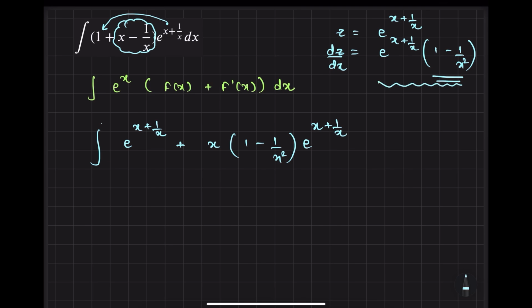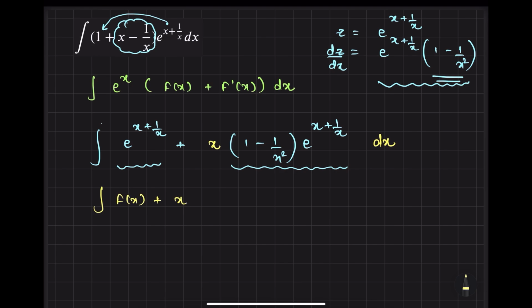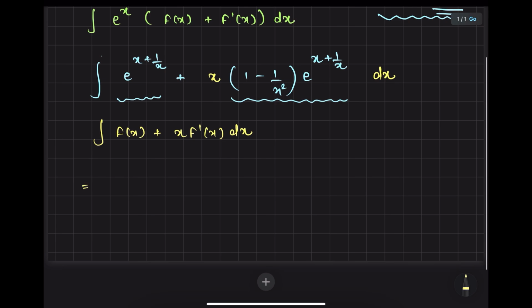Now look at this whole thing. This thing is available here and this is the first function and we have this x associated with that. Okay. So don't you think that this form reminds you of the function f of x plus x times f dash x, dx? So you can directly write down the answer as x times e power x plus 1 by x plus integration constant c.